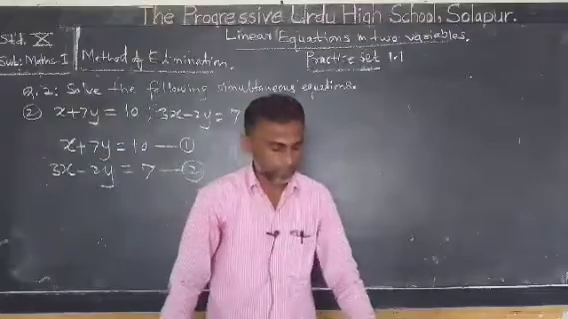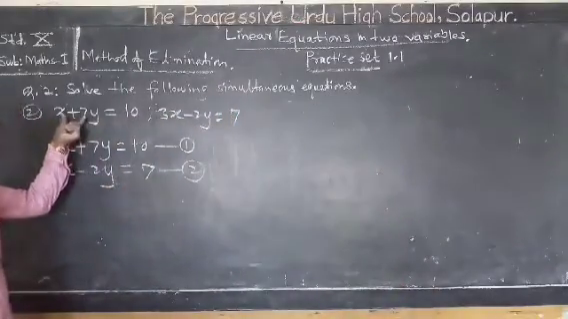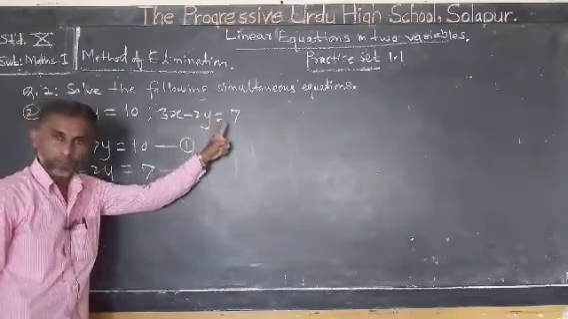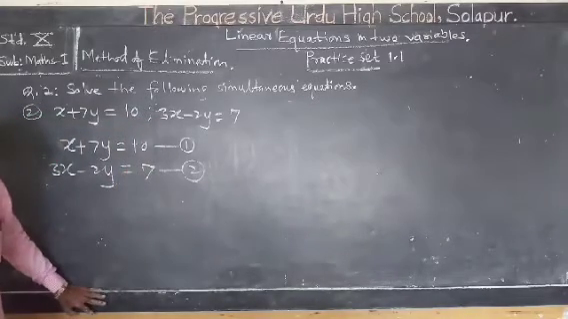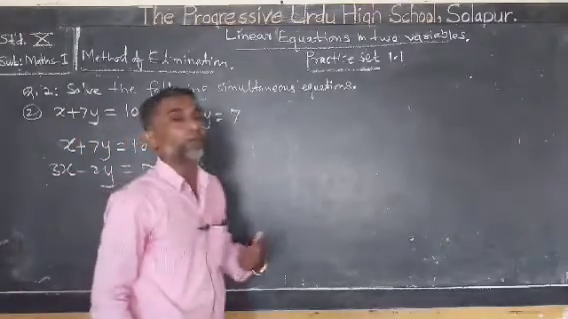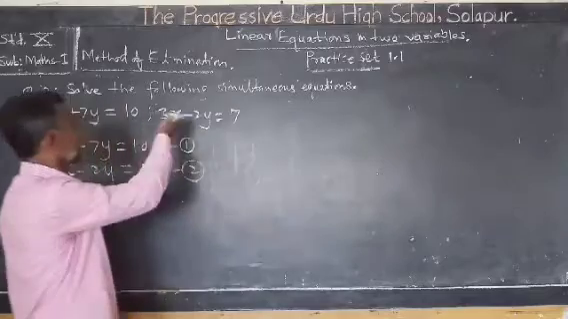Now, I am going to take the second example from question number 2, which is x plus 7y is equal to 10, 3x minus 2y is equal to 7. These are the two simultaneous equations we have to solve. To solve means to find a pair of values of the variables which satisfy these two equations.